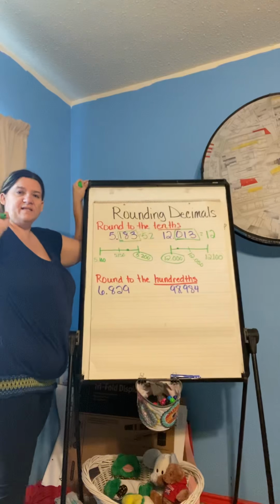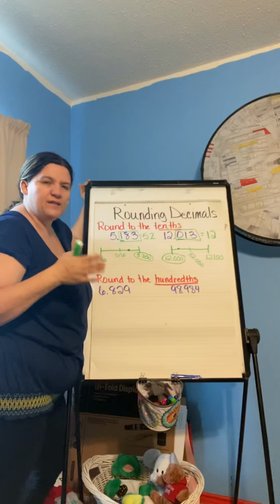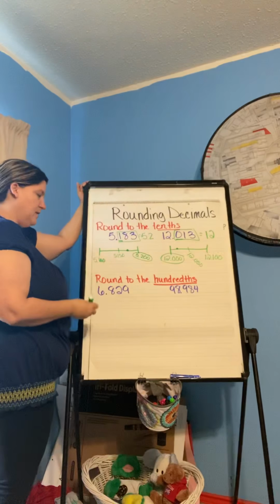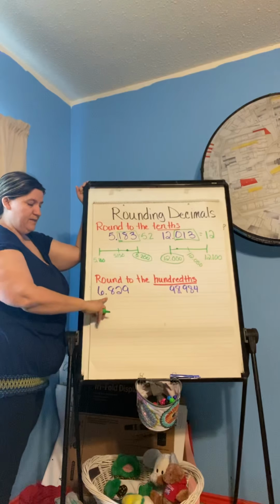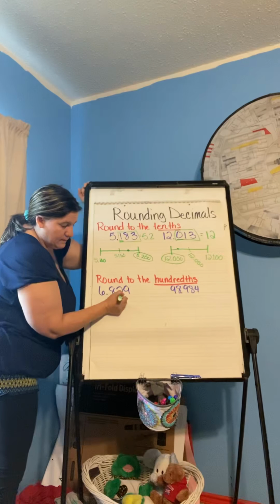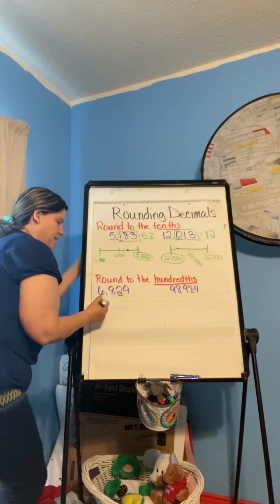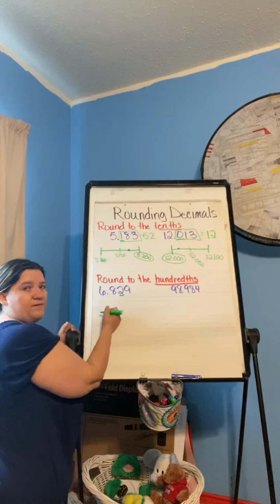Rounding to the hundredths is the exact same. We're just using a different place value. So when we round to the hundredths, we're going to underline the hundredths place value. It is the second decimal place. So I'm going to write my number line. And Miss Frances is going to get on her knees.